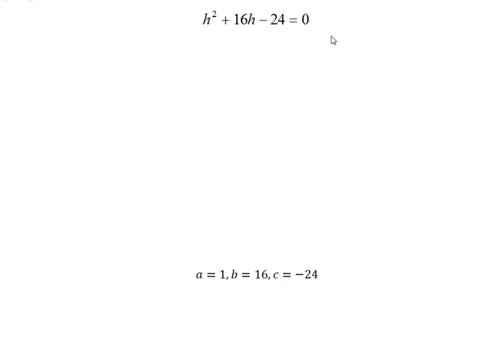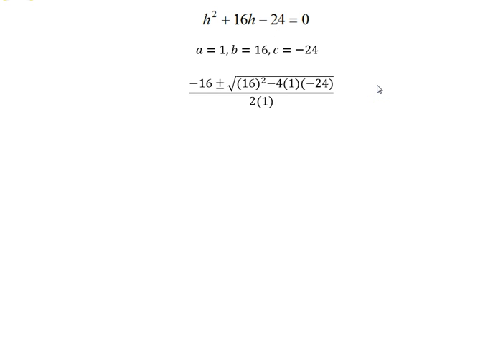The value of a is going to be 1 because it's the coefficient of the h squared, or the variable squared. b is 16 because it's the coefficient of the variable to the first power. And c is negative 24 because that is just a constant term without a variable. We're going to take these three values and plug them into the quadratic formula, which is negative b plus or minus the square root of b squared minus 4 times a times c, all divided by 2 times a.